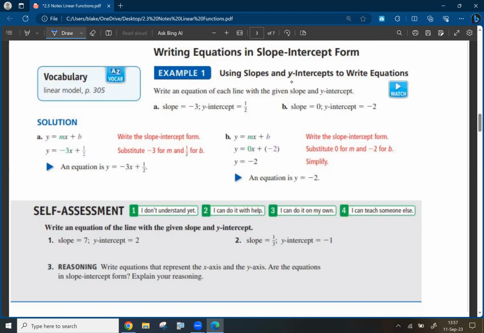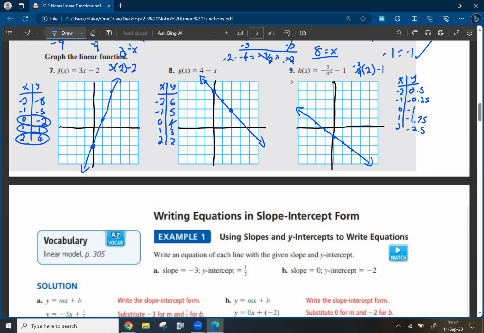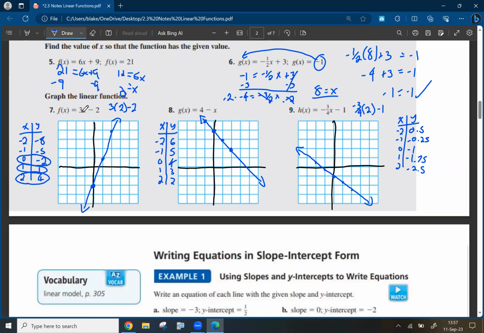So now, writing equations in slope-intercept form, using slopes and y-intercepts to write equations. So if I actually go back here, I want to show you something. In number 7, for example, this is in slope-intercept form. This has a slope of 3 and a y-intercept of negative 2. And we could have just taken that information and graphed it. So negative 2 being the y-intercept, you can see on the y-axis that we have a point at negative 2. That's where this function hits the y-axis. It hits at negative 2. You can see that that's the point that they hit.